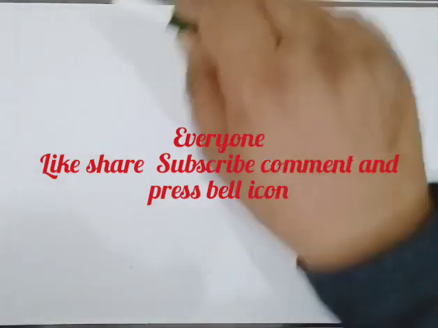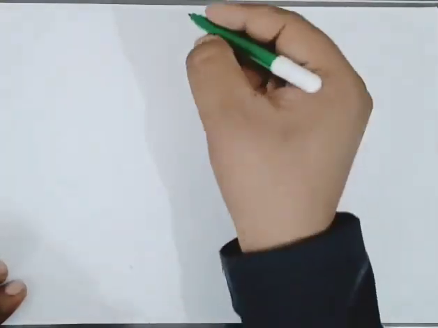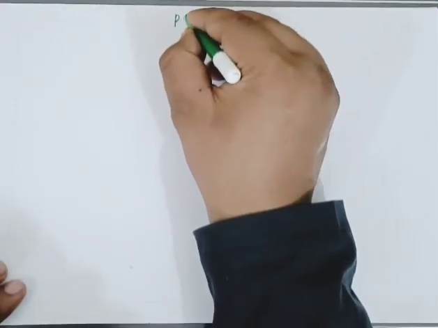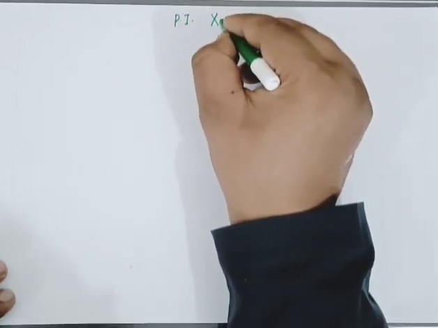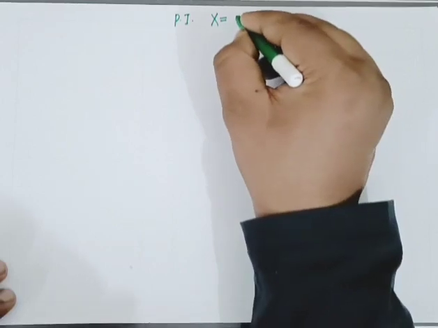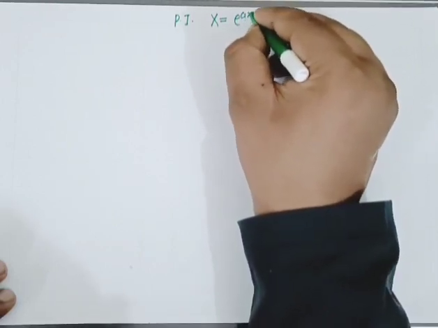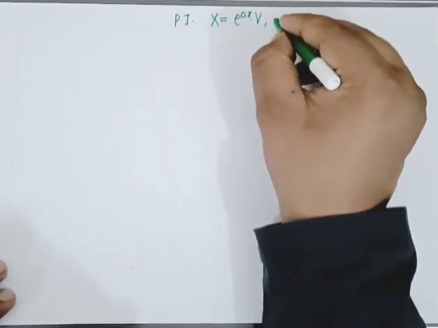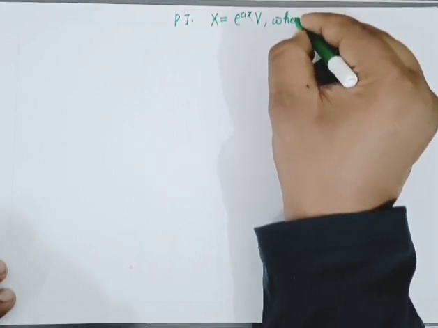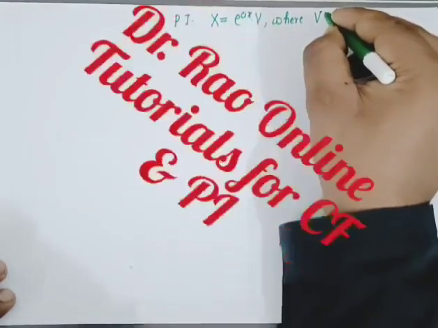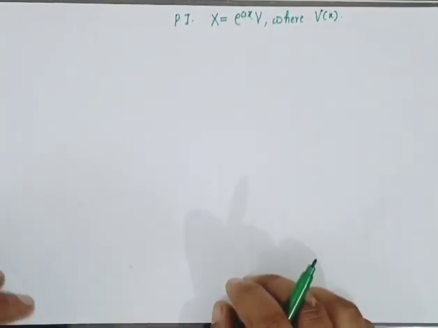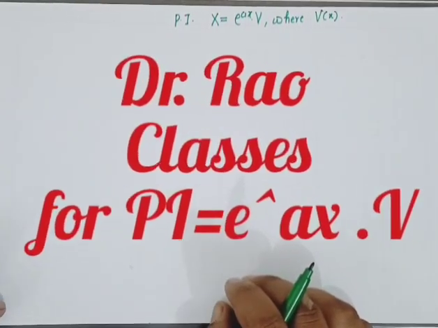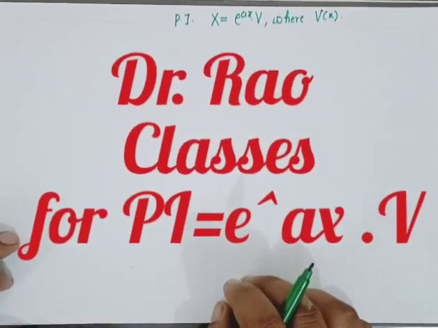Today I am going to discuss another form of capital X to find the particular integral. In case your capital X is of the form e to the power x into v, where v is a function of x only, it may be trigonometric, algebraic, or hyperbolic.